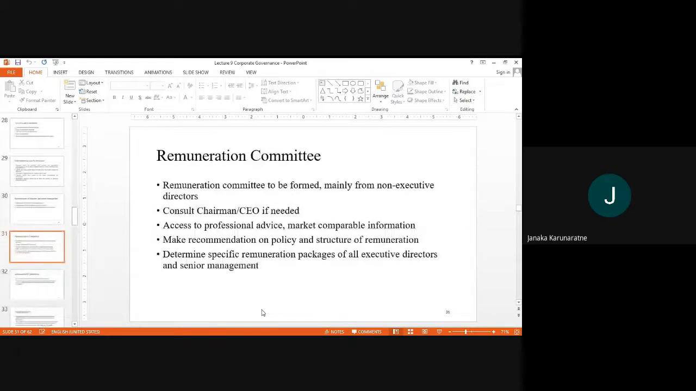In many large organizations, including banks, remuneration committees are formed, mainly from non-executive directors. So they are independent in making remuneration decisions. Consult the chairman or the CEO if needed. Also access professional advice and market comparable information where necessary. Make recommendations on policy and structure of remuneration. Determine specific remuneration packages for all executive directors and senior management. Whenever it goes through a remuneration committee, which is broadly independent, basically a board committee, there is no bias as far as non-executive directors are involved. Because whenever more executive directors are involved, there could be a natural bias because they are part of this process.